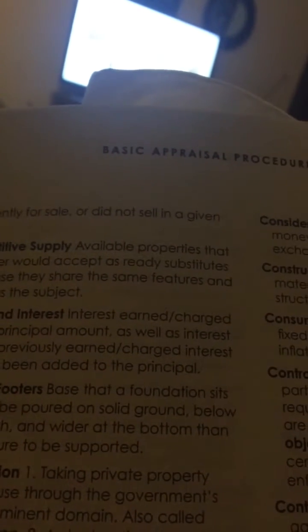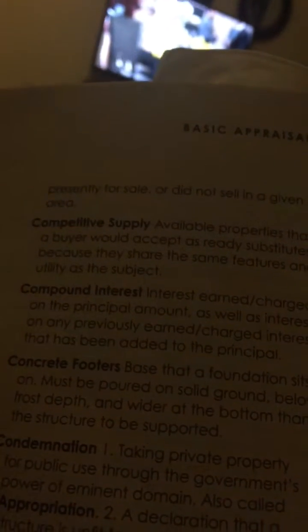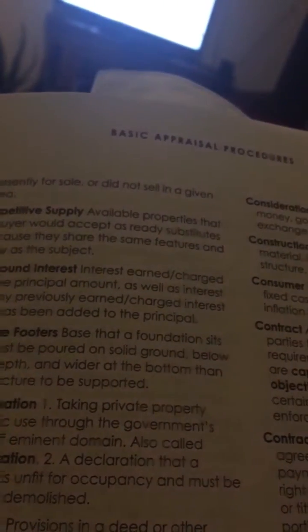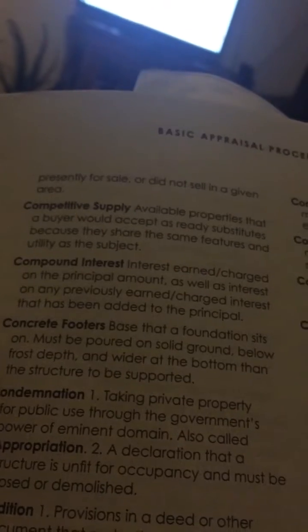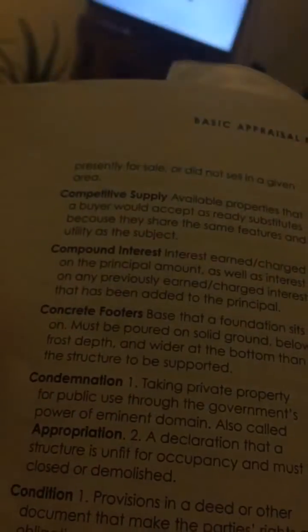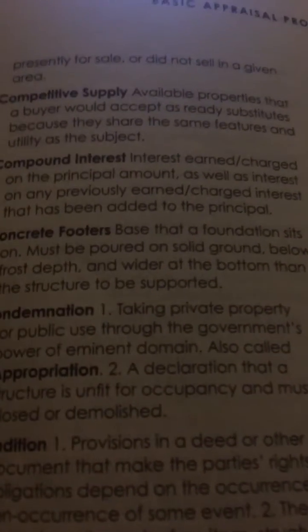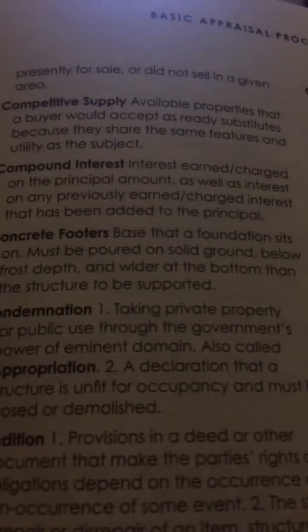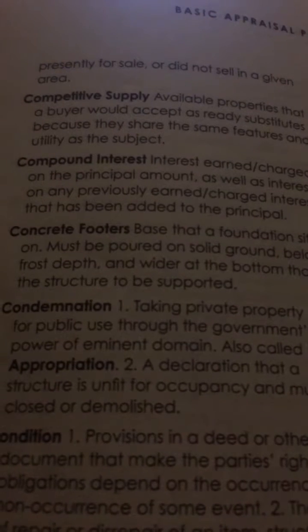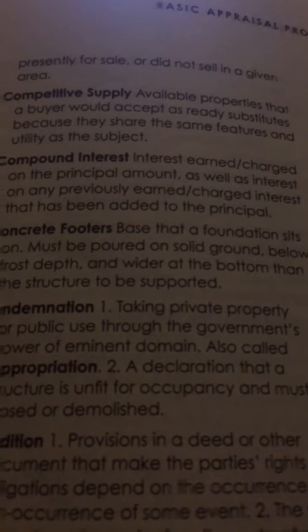Presently for sale or did not sell in a given area. Competitive supply. Available properties that a buyer would accept as ready substitutes because they share the same features and utility as the subject. Compound interest. Interest earned / charged on the principal amount, as well as interest on any previously earned / charged interest that has been added to the principal.